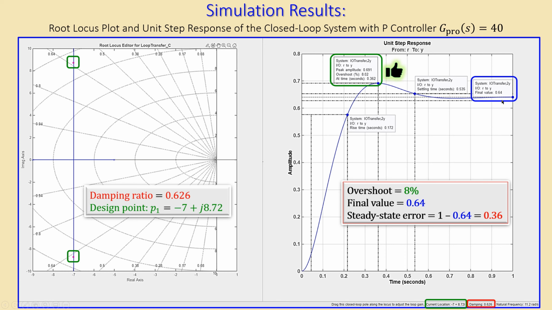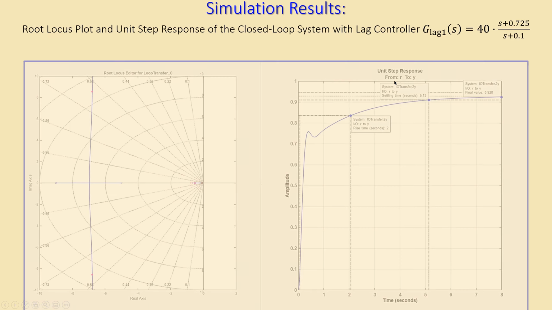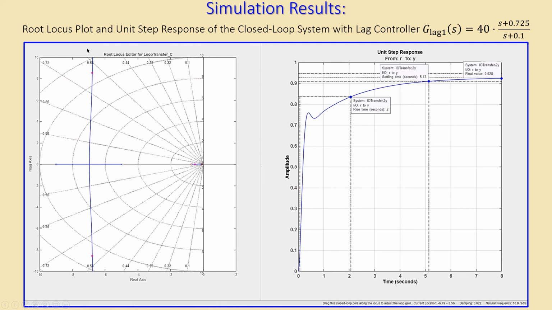The overshoot and the final value, or the steady state error, are what we really need to consider in the first place. So let's look at our lag controller design, and I will just give it a G lag of 1 so that I have some room for tuning. And that was the controller. Let's look at our unit step and the root locus plot. You can see that the root locus plot is not really changing. It's still approximately the same shape as the P controlled design.